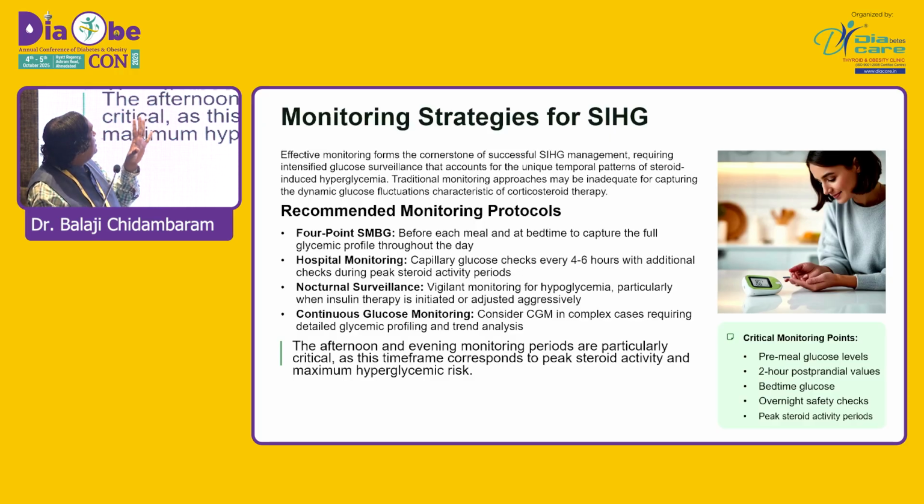What are the monitoring strategies? We need to have certain protocols. First is 4-point SMBG, CGMS or hospital monitoring, with nocturnal surveillance and continuous glucose monitoring, as I told before. Always pre-meal glucose levels and 2-hour postprandial levels are the most important things you need to take into account with respect to control.